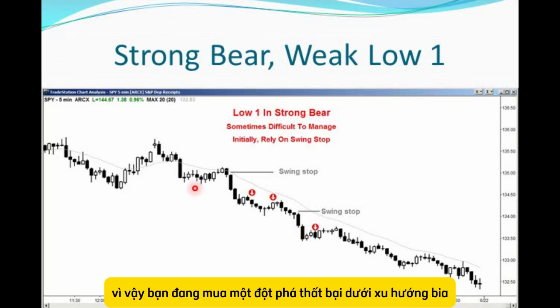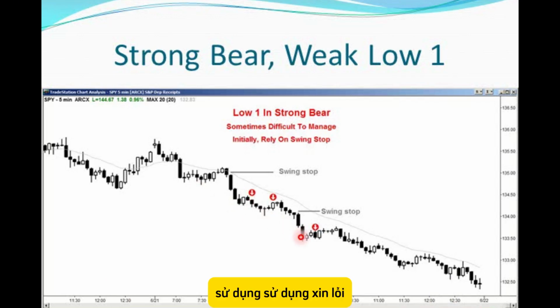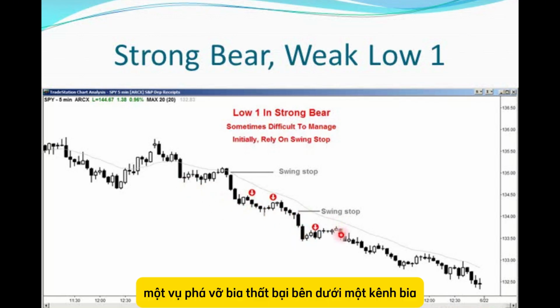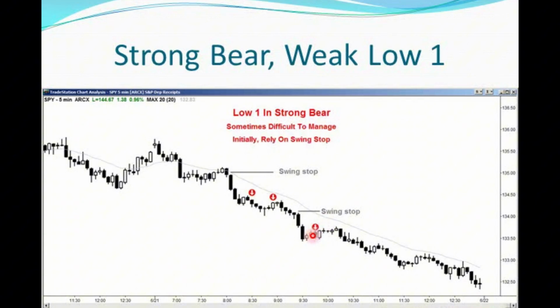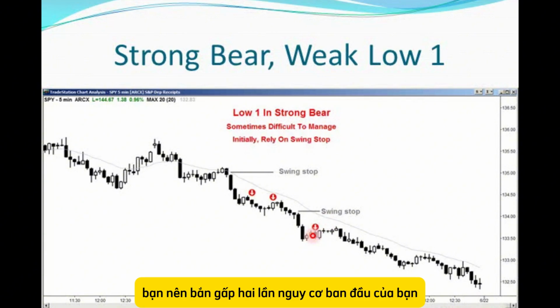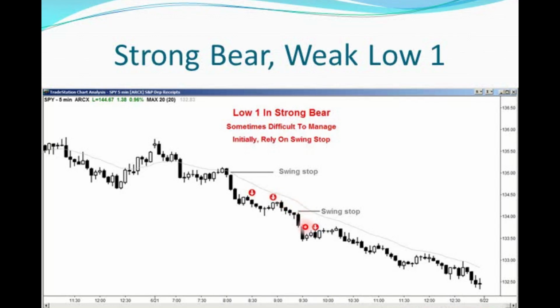So you're buying a failed breakout below a bear trend line. You're shorting a failed bear breakout below a bear channel, and the market should reverse up. So it's a lower probability trade. So if you take it, you should be shooting for 2 times your initial risk, which is either the swing stop here or the swing stop here.